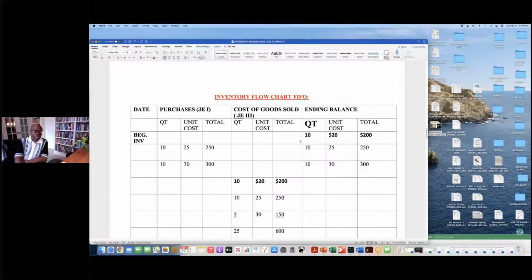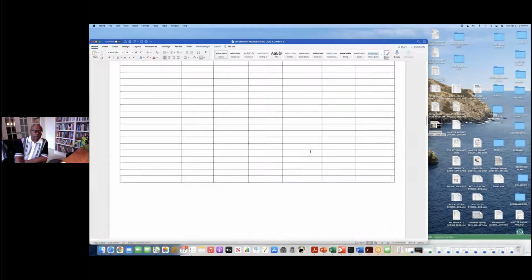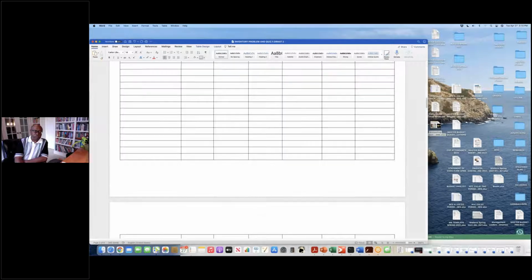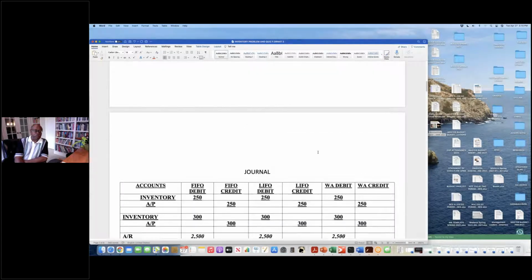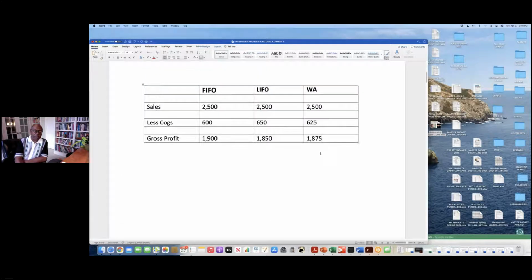Now on weighted average, we have to always go through and change out the average when we buy some more, so you get a new weighted average. So this is how this looks now.